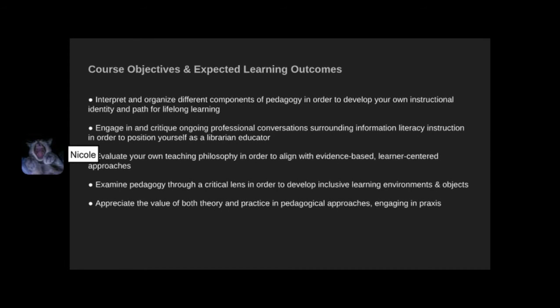What kind of instruction course would this be if I didn't provide learning outcomes, right? So the course outcomes include interpret and organize different components of pedagogy in order to develop your own instructional identity and path for lifelong learning. Engage in and critique ongoing professional conversations surrounding information literacy instruction in order to position yourself as a library educator. Evaluate your own teaching philosophy in order to align with evidence-based, learner-centered approaches. Examine pedagogy through a critical lens in order to develop inclusive learning environments and objects. And appreciate the value of both theory and practice in pedagogical approaches, engaging in praxis.